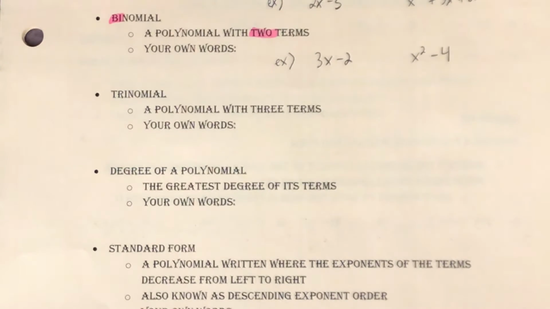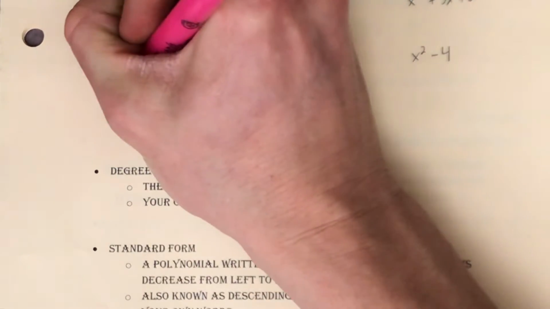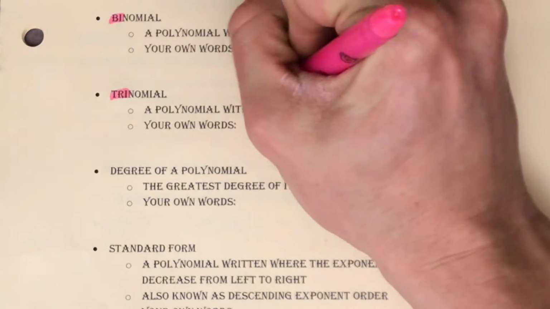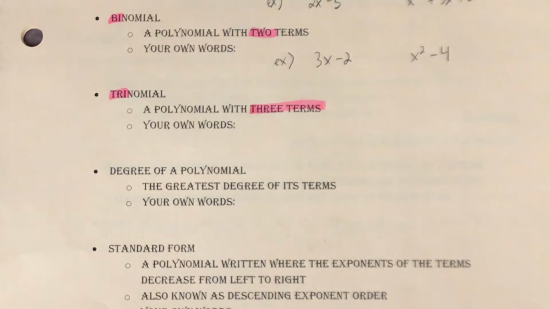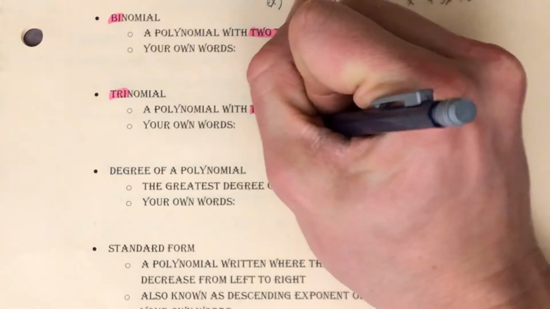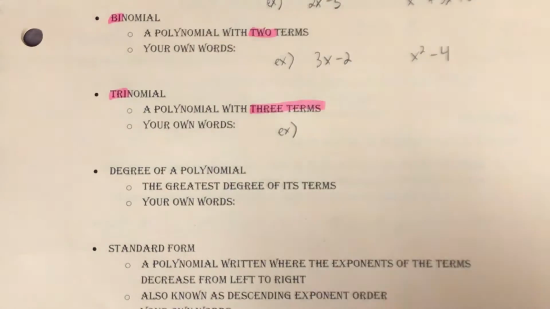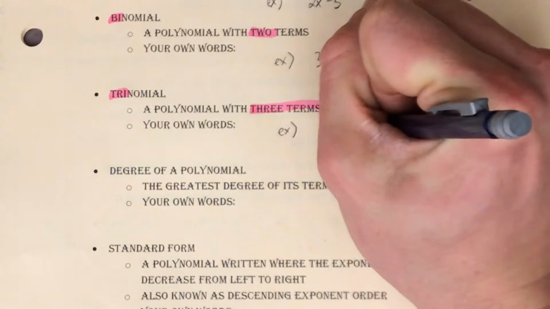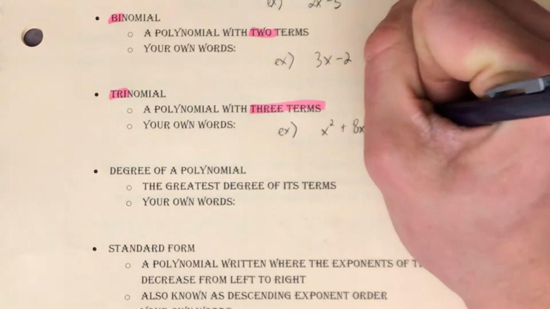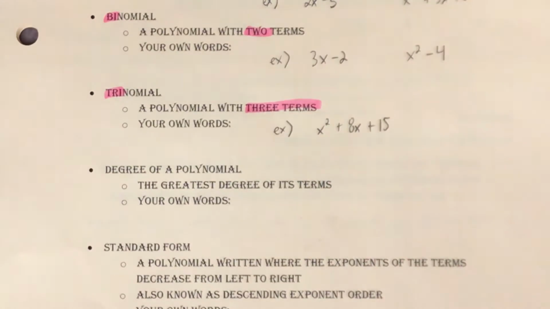Our next term, trinomial, this is a polynomial with three terms. So again, using that prefix we have there of tri, that tells us that it is a three-term polynomial. And so when we look at that, an example of a three-term polynomial would be something like x squared plus 8x plus 15. Those are things that we see consistently on there.